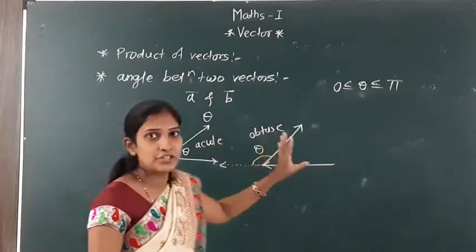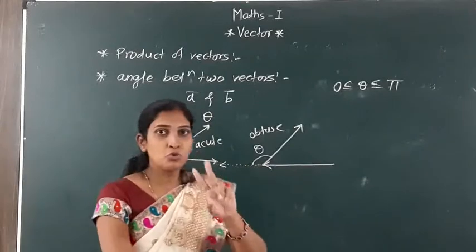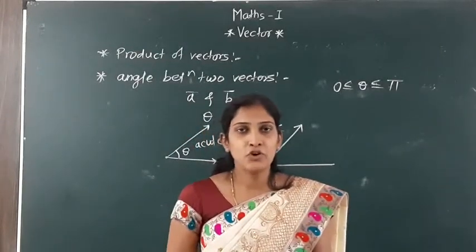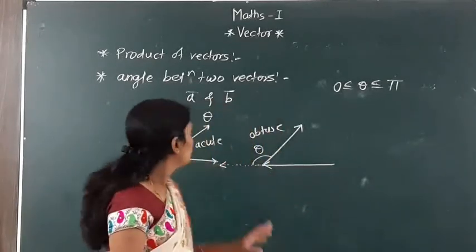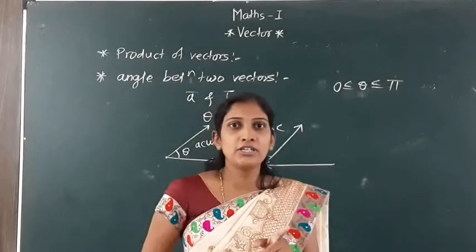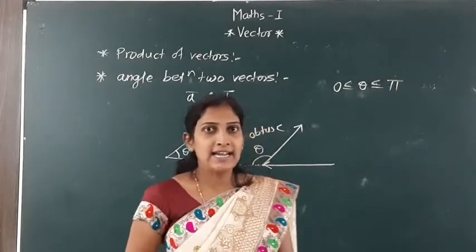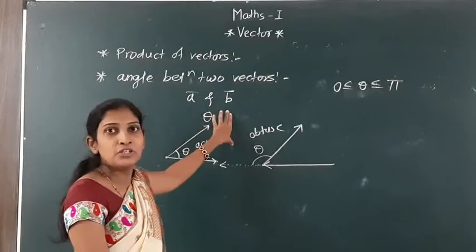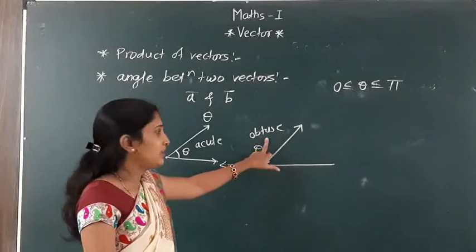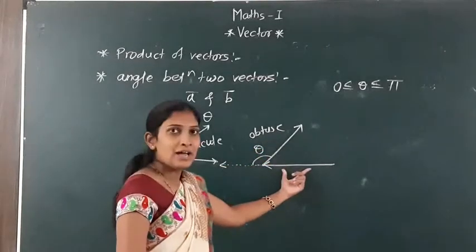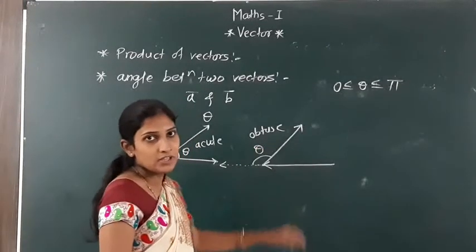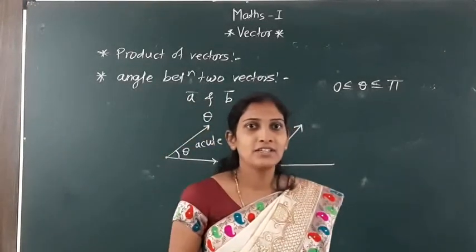So in this lecture we studied two examples. Out of that, the second example is very important for the examination. And for the product of vectors, there are two products, that is scalar product and vector product. And this concept, the angle between two vectors, there are acute angle and obtuse angle. If the initial arm is in the opposite condition, then the angle is obtuse. I hope you understand this lecture. Thank you.